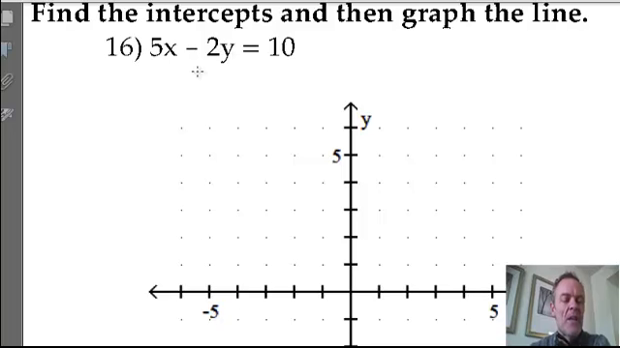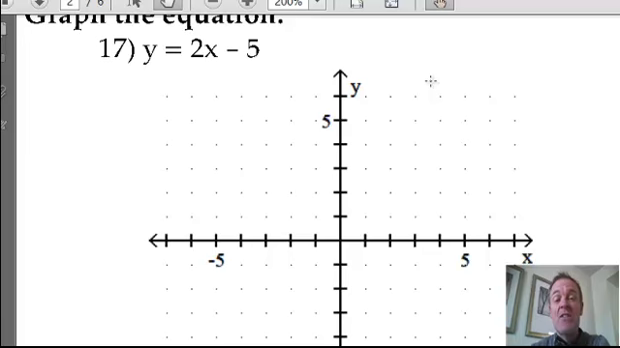Question 16 is showing it by intercepts, and then question 17 is the slope-intercept equation of a line. So let's do question 17 first, because a lot of people might be familiar with this one. This is looking at y equals mx plus b, where m, the number next to the x, is the slope, and b at the end is the y-intercept.